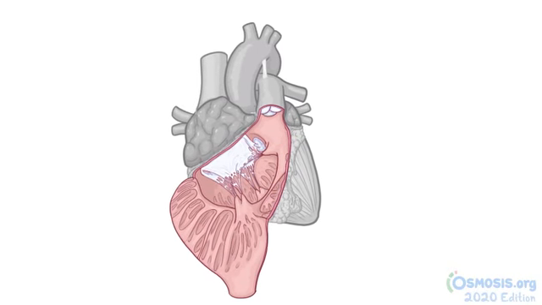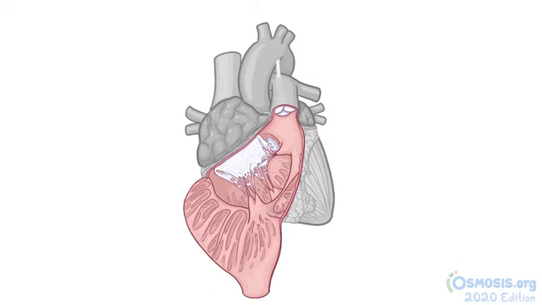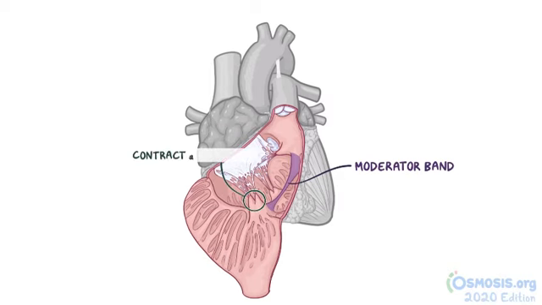Finally, in the right ventricle, there's also a muscular bundle that crosses from the inferior part of the IVS to the base of the anterior papillary muscle. This is called the moderator band, or septomarginal trabecula, and it helps the right ventricle contract properly by making the anterior papillary muscle contract at the same time as the other 2 papillary muscles.